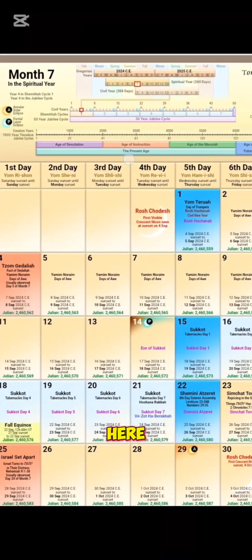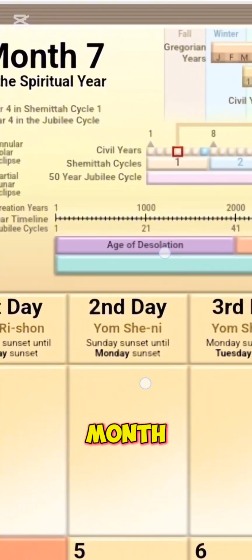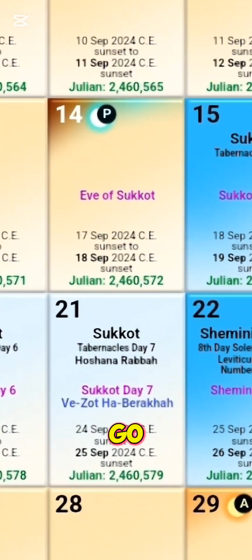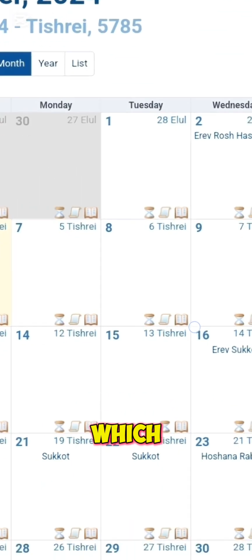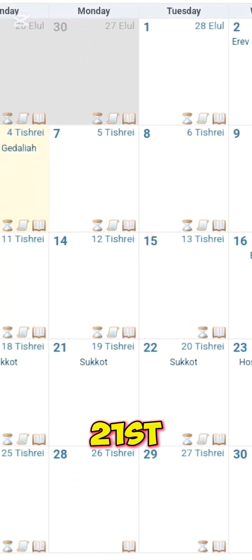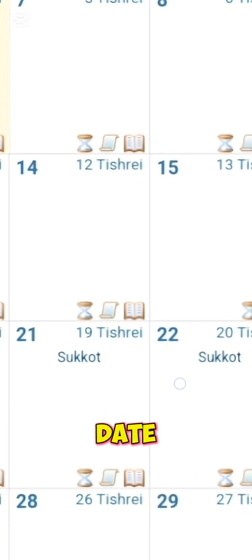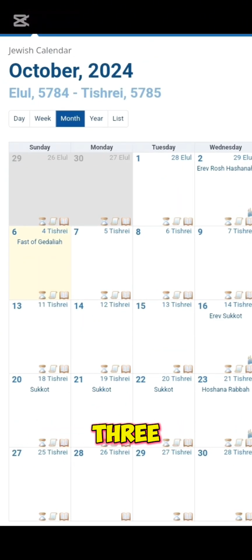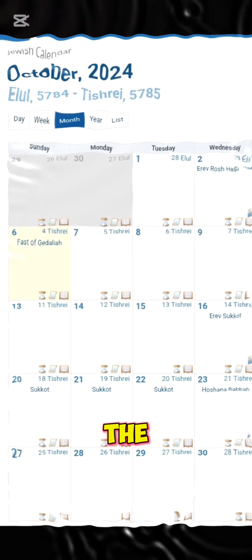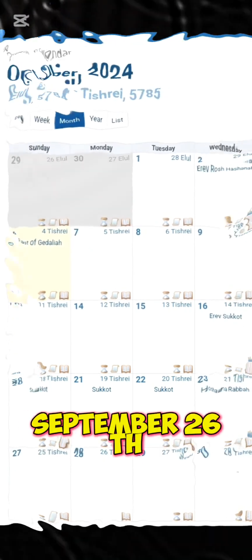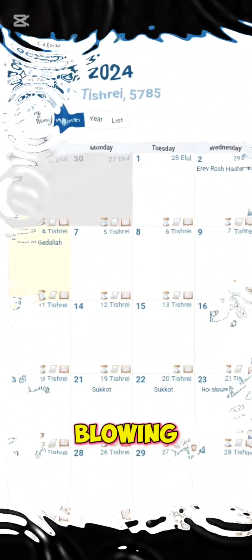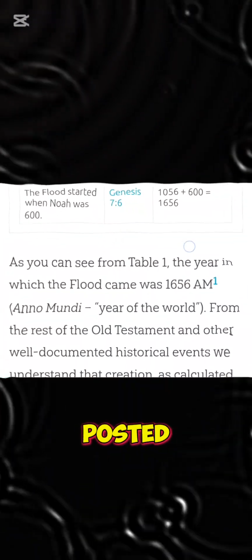So as you see right here, for the 9,000th time, month 7 and the day 21. So let's go to 7 Tishri 20. As you see right here, when the month is Tishri, which means 7, and then we're looking at the 21st, this date right here, October 21st. And what are the odds? All three of these hurricanes are hitting on the exact day connected to September 26th. Mind-blowing.